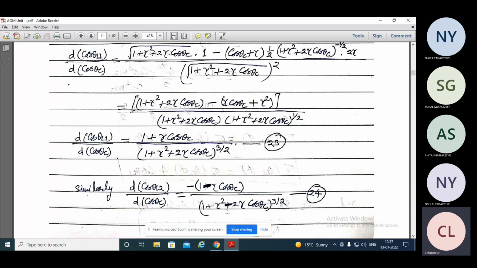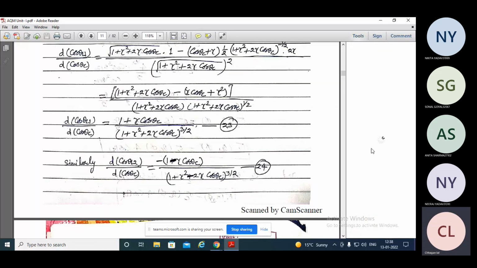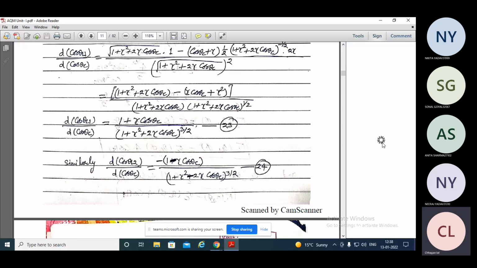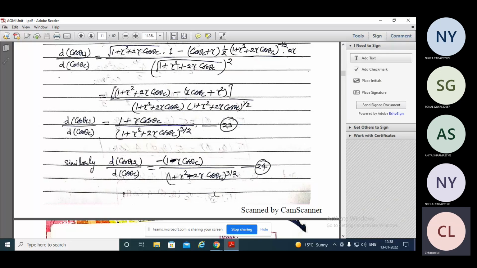सिमिलर बन गया, d cos of theta L2 over d cos of theta C equal to minus 1 minus cos theta C over 1 plus gamma square plus twice gamma cos theta to the power 3/2। तो दिस इज फॉर यू, और ये आपको होम असाइनमेंट में करना है। तो आई कैन स्टिक हियर समथिंग फॉर द होम असाइनमेंट फॉर यू, so I can write this is the home assignment for all of you.